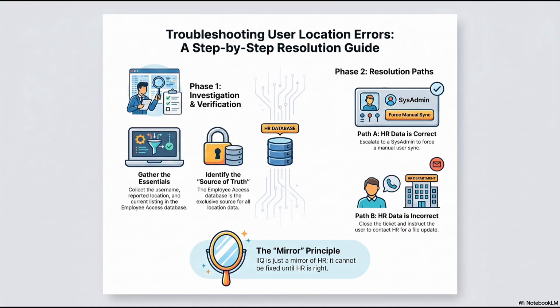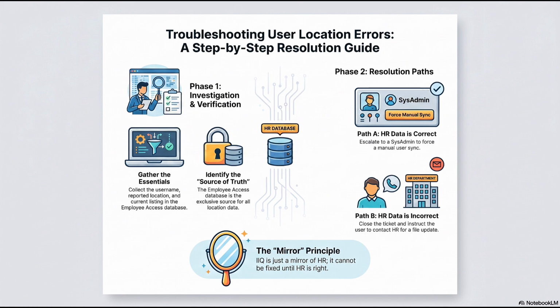Second, let's look at the technical fix. If the location in Employee Access is actually correct, you're just dealing with a simple system delay. So just escalate that ticket over to a sysadmin so they can force a manual user sync. Easy enough.